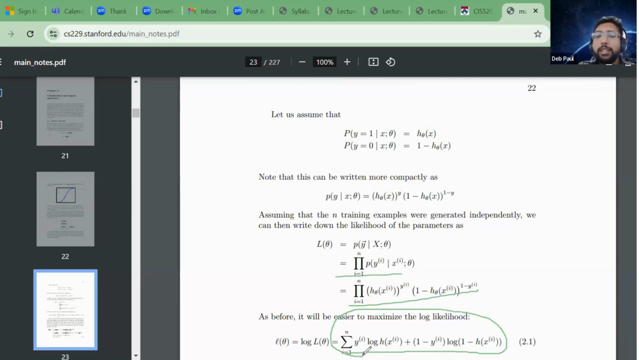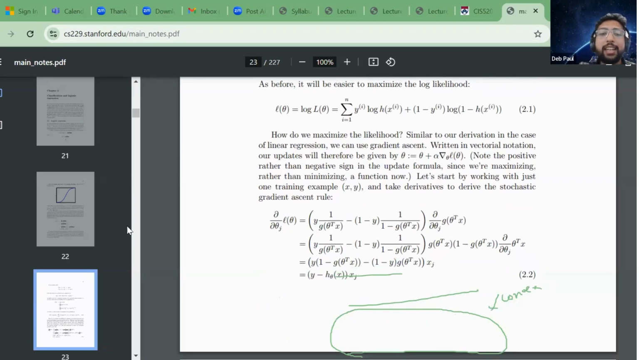Can anyone recognize what this loss function is? Entropy loss, right? This is the binary cross entropy loss. And the nice thing about this is, again, this is a convex function. This is a convex function, and as an exercise, you have to convince yourself why this is convex.